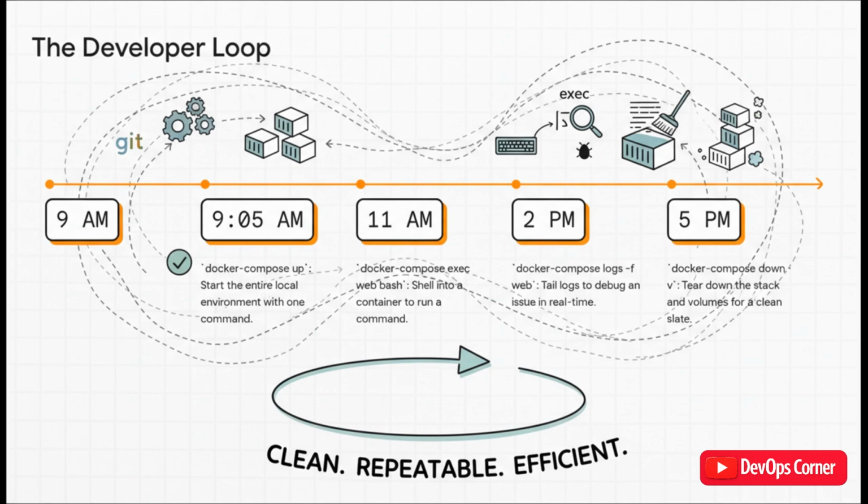Need to run a database migration? Docker compose exec gives you a shell right inside the container. Trying to debug something? Docker compose logs -f gives you a live streaming view of the logs. And at the end of the day, docker compose down -v cleans everything up. Containers, networks, even the data, so you can start fresh tomorrow. It is clean, it is repeatable, and it is so, so efficient.